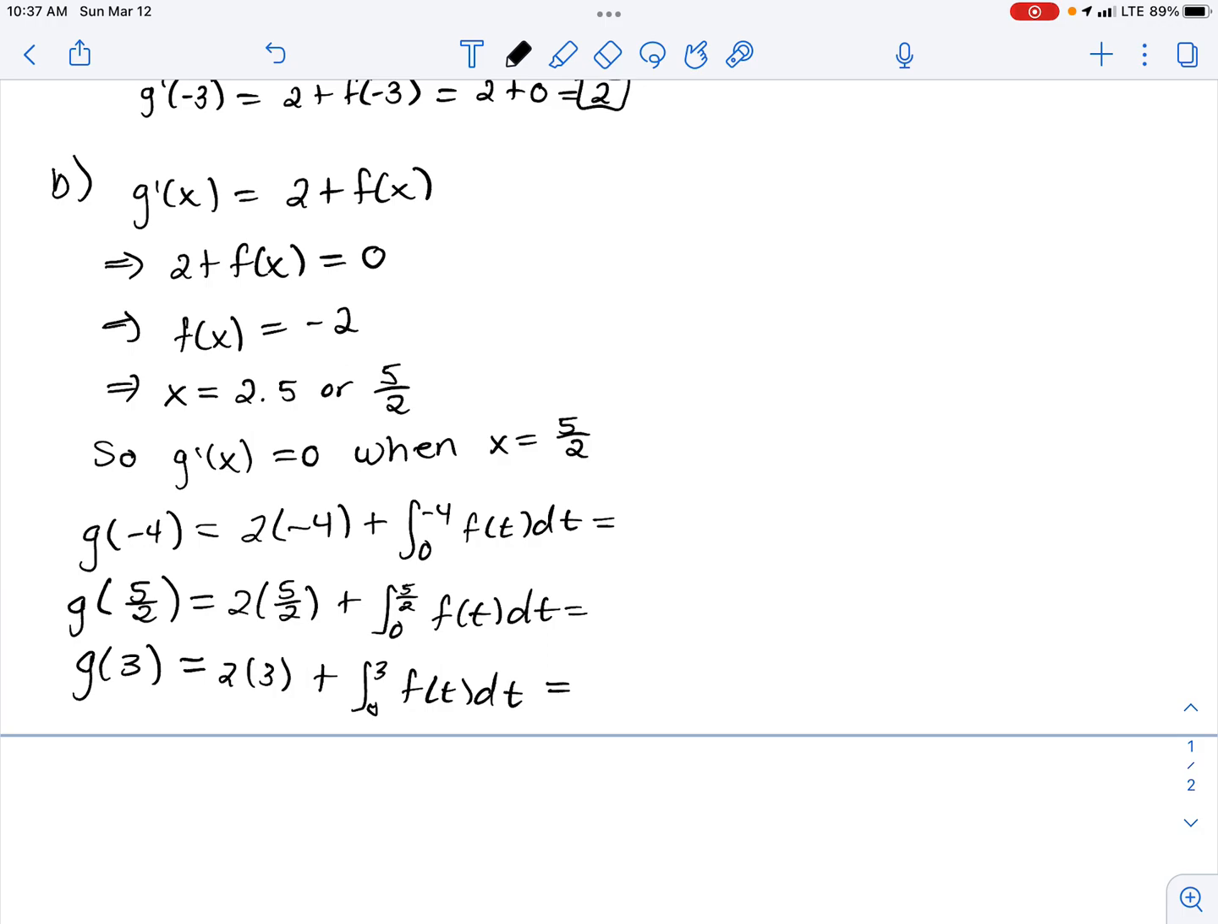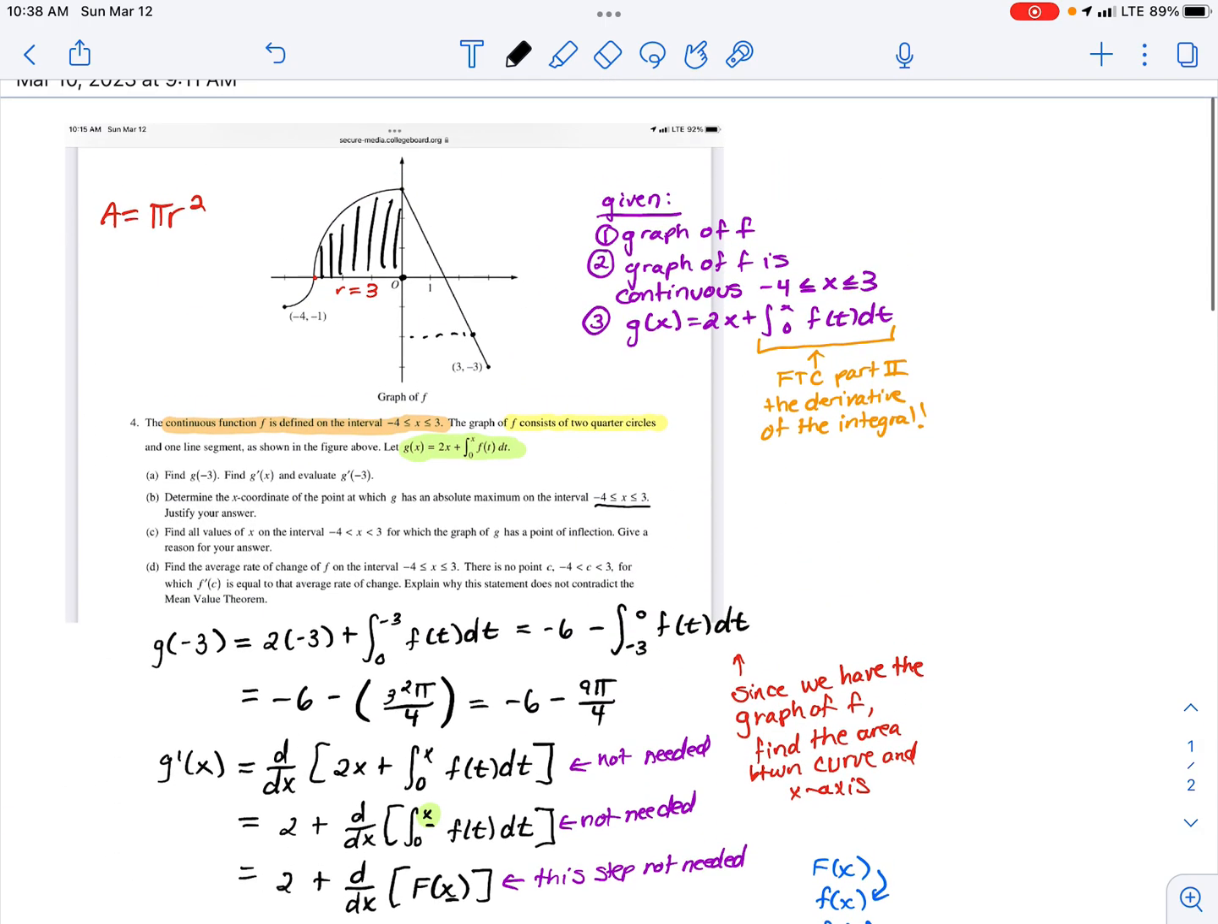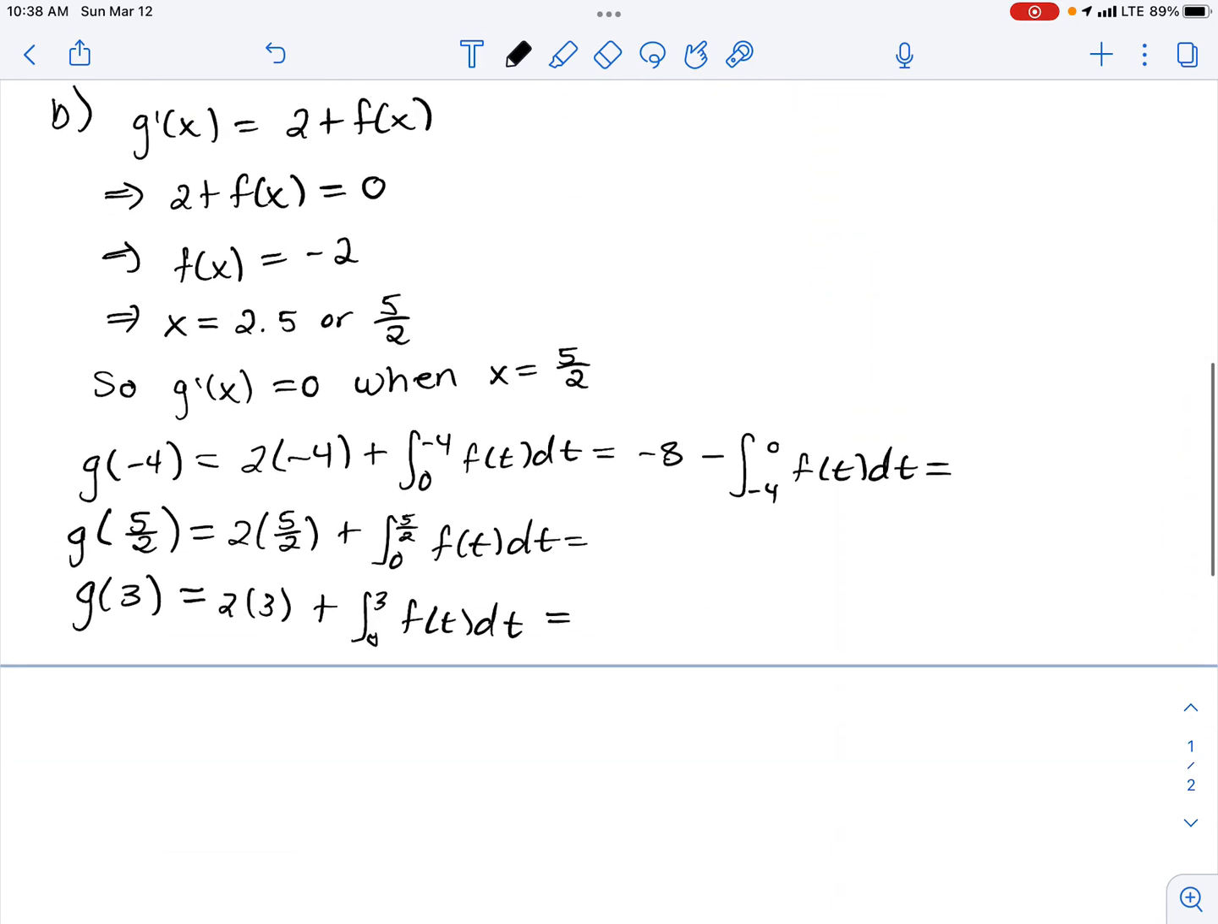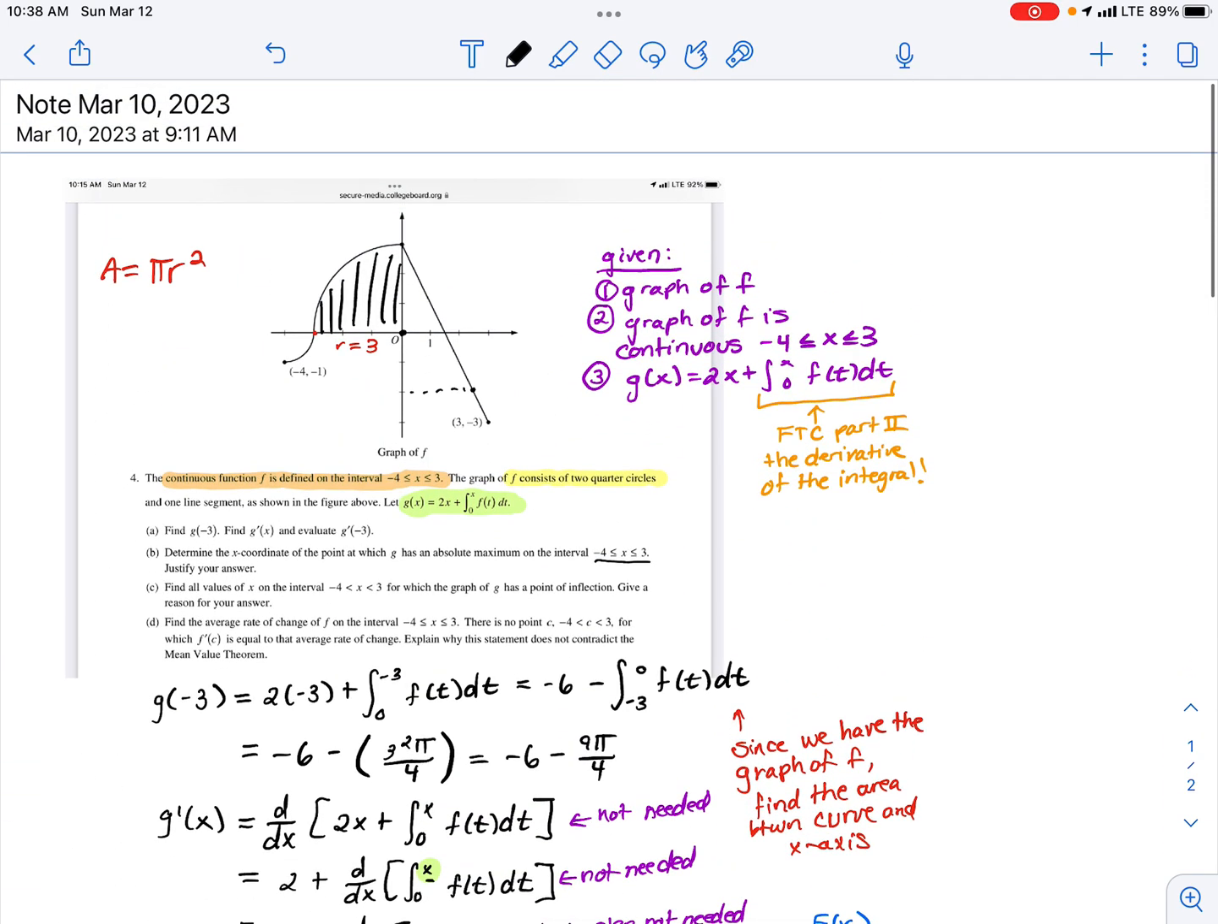So from here, what I want to do is, again, flip these bounds. So this is going to become -8 minus the integral from -4 to 0 of f of t dt. And I want to use the graph to actually find this integral. So from -4 to 0, because we switched it. So I already found from -3 to 0. So now I'm also just finding this quarter circle here and adding it to it.